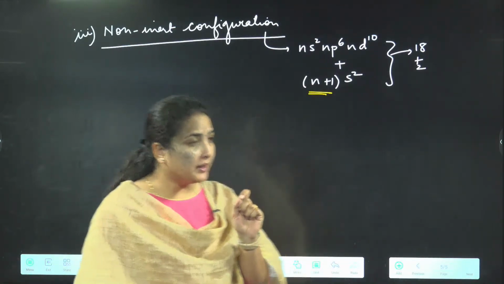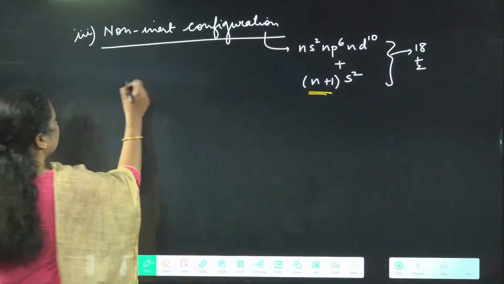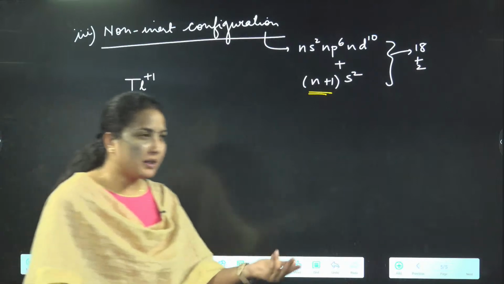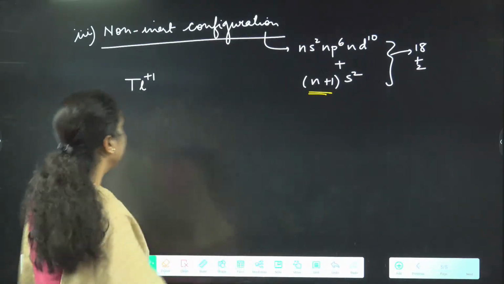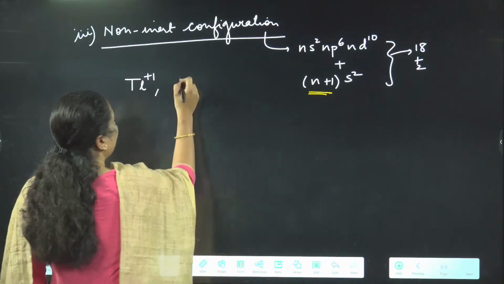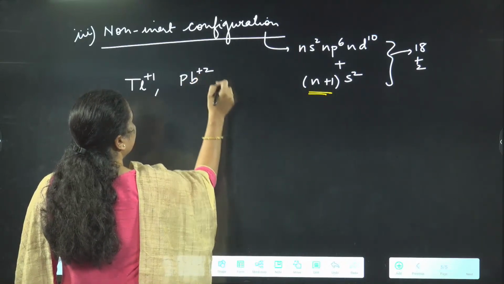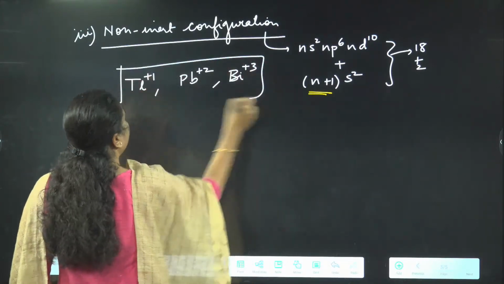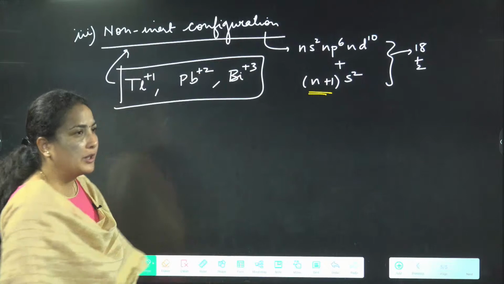So in group 13, which particular element is there? Thallium plus 1. Remember? As such, it should be thallium plus 3, but thallium plus 1 is more stable, right? So it will have this kind of configuration. Similarly, in group 14, you are having Pb plus 2, and in group 15, you are having Bi plus 3. So all of them have this kind of non-inert configuration, right?